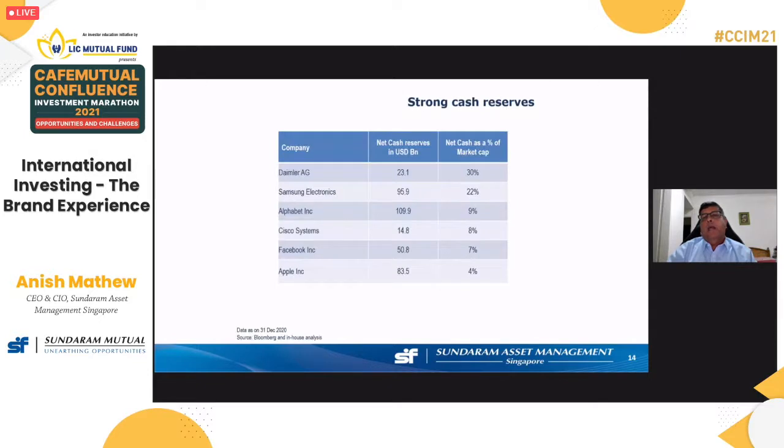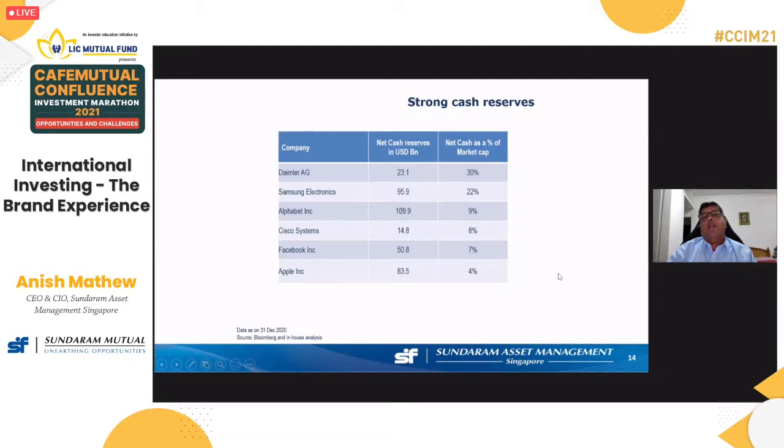And because of their strong competitive position, the strong brands normally generate cash year in, year out. These are some of the leading global brands, and you can see the strong cash reserves that they have. I'll just take one example because of shortage of time: Alphabet, the holding company of Google. They have a cash reserve of almost $110 billion, which is about 20% of India's foreign exchange reserves. That is the strength of a strong brand.